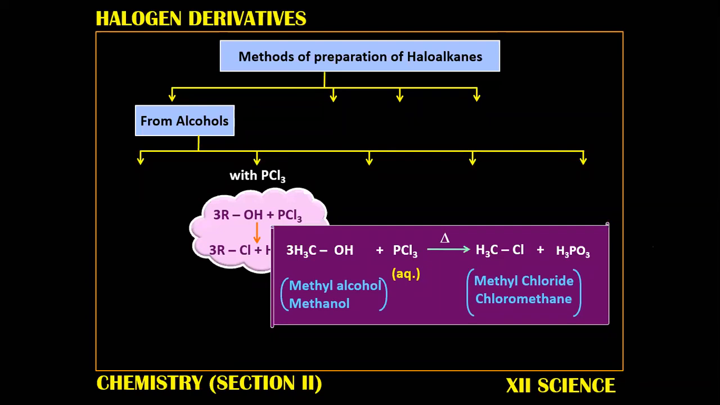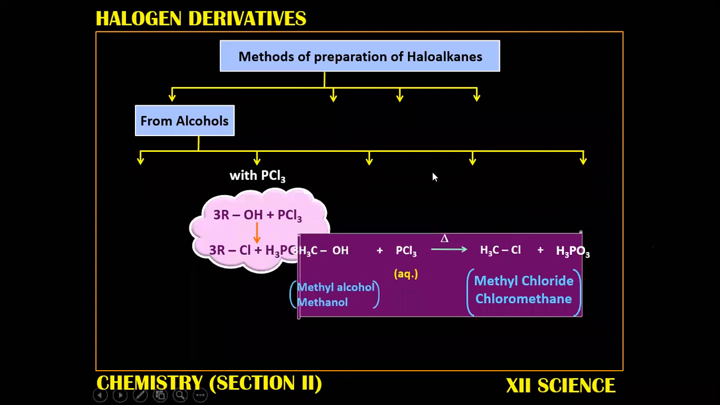I hope everybody is getting the example. Methyl chloride or chloromethane. So it should be 3 CH3Cl, 3 molecules, right? Yes, you have to write 3 molecules here. Correct it. Okay. We'll go to the next one.